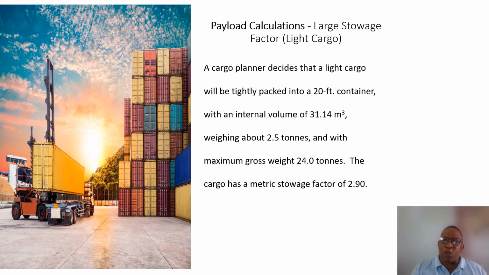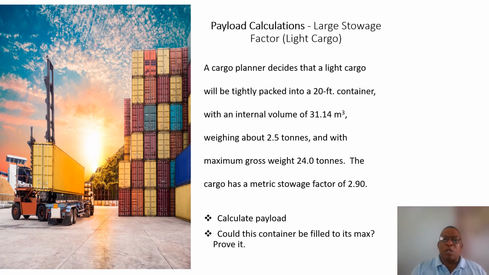Now, we are going to be using the same 20-foot container, and the cargo planner again decides to put some cargo inside of this container. This time it's a cargo with a metric stowage factor of 2.9. This time we're going to calculate the payload, and we are also going to see if this container would be filled to its max when we actually put that cargo in it.